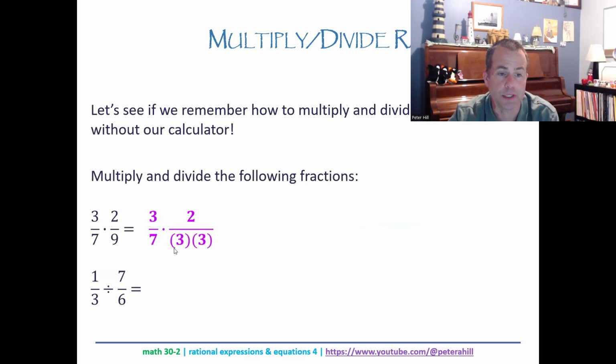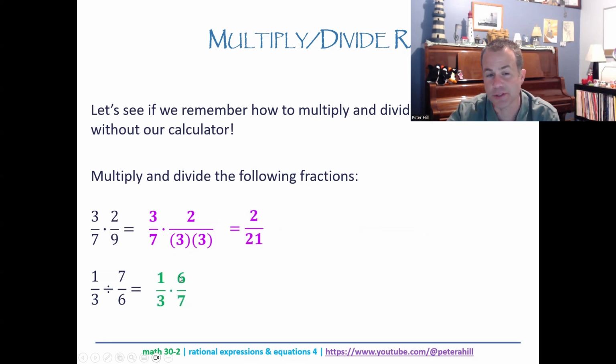1 over 3 divided by 7 over 6. The first thing I want you to notice there is we're dividing. When I divide, I change it to multiplication, and then I take the reciprocal of the second fraction. So I flip it and then change it to multiplication. So I'm going to rewrite this as 1 over 3 times 6 over 7.